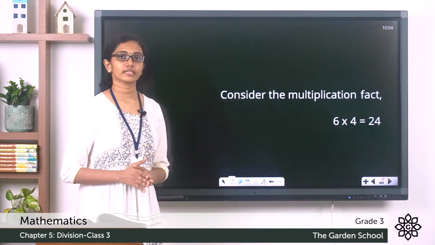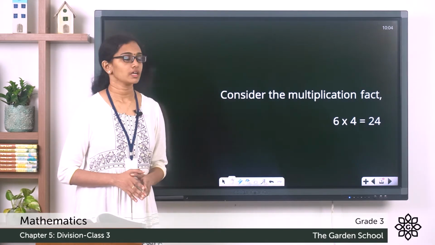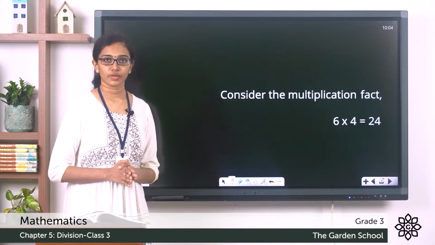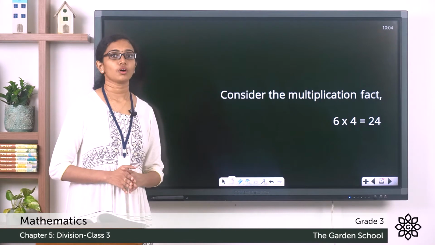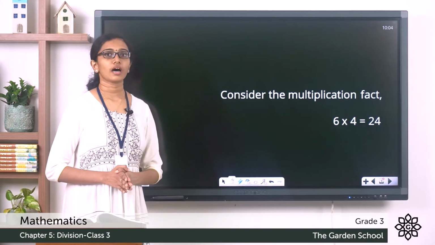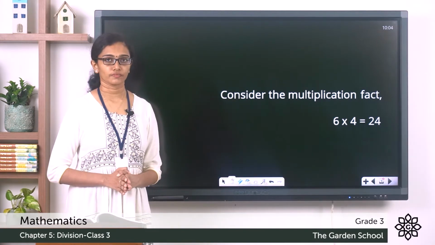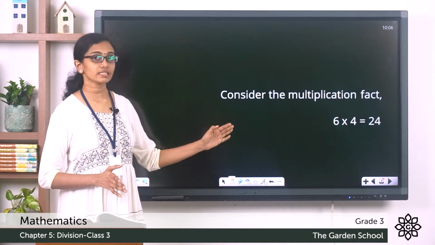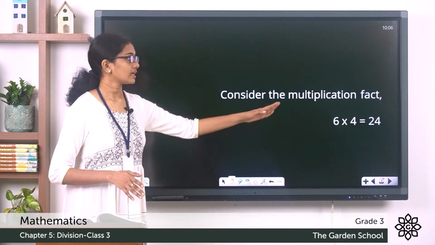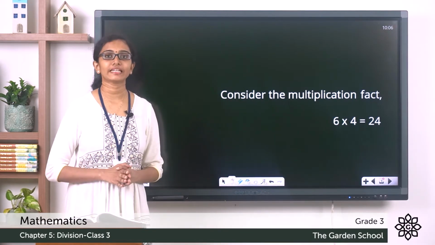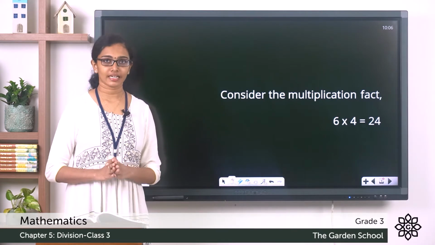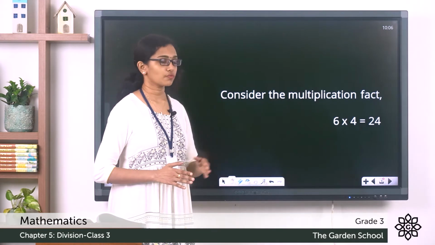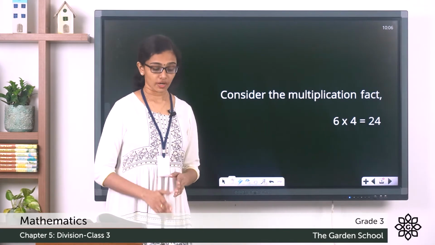Now, you see this multiplication fact here. 6 into 4 is equal to 24. You can say 24 is a multiple of 6 and 24 is a multiple of 4. Or 6 and 4 are factors of 24. Since 6 and 4 are factors of 24, both the 6 and 4 can divide the number 24 completely without leaving any remainder. Clear?